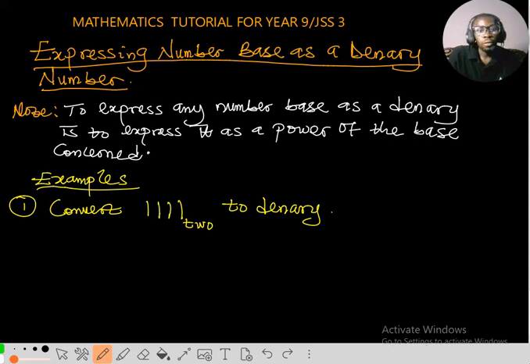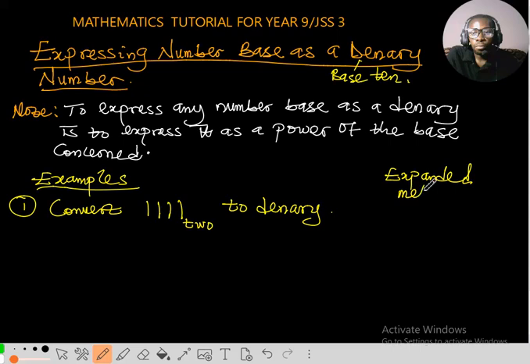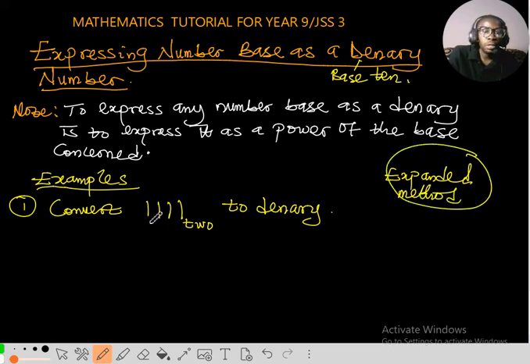Alright, let's quickly express number bases as a denary. When we talk about denary numbers, that means numbers that are base 10. If I want to convert a number in base 2 or any other base to base 10, one thing we must remember is that I must go through what we call the expanded method. So all I need to do is expand the given number to give me denary.